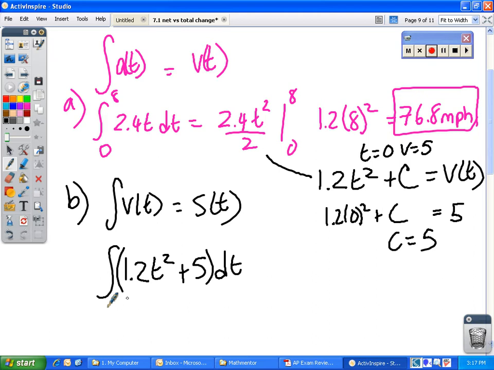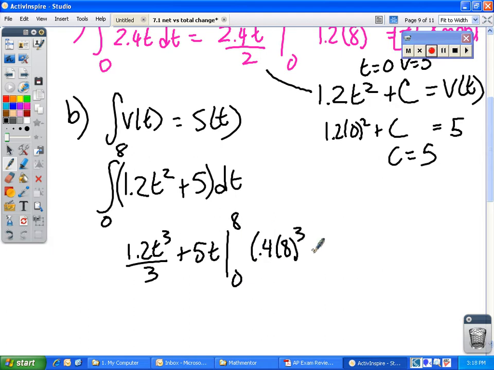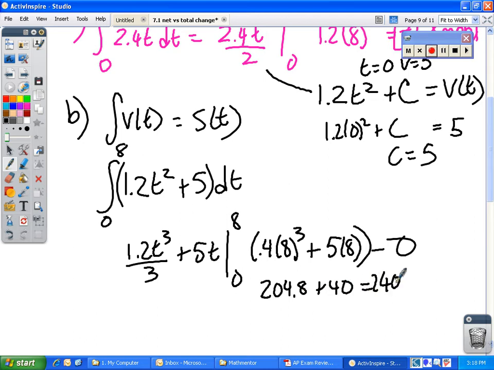Now I want to do this still for those 8 seconds, because it's how far did you travel during those 8 seconds. Okay, so I'm going to integrate this again. Integral of 1.2 t squared is going to be 1.2 t cubed over 3 plus 5t from 0 to 8. So this is the same thing as 0.4 times 8 cubed plus 5 times 8 minus 0 when I plug 0 into both terms. So 8 cubed times 0.4 is 204.8, plus 5 times 8, which is 40, which makes 240.8.